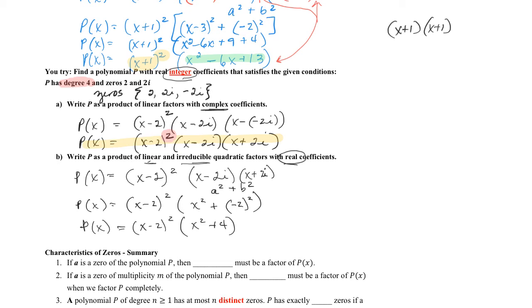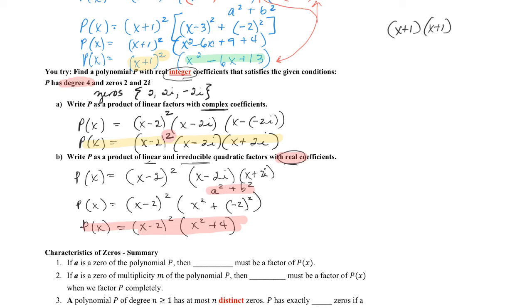Part B, you're supposed to write it as a product of linear and irreducible quadratic factors with real coefficients. You should have p of x equals x minus 2 squared times x squared plus 4. And the x squared plus 4, of course, comes from foiling, or you can use the shortcut a squared plus b squared for x minus 2i times x plus 2i.